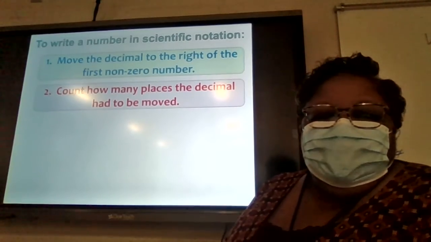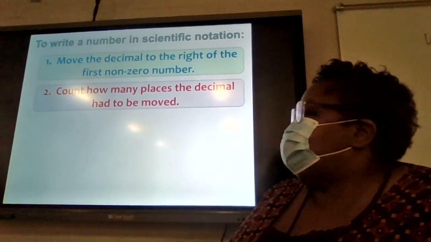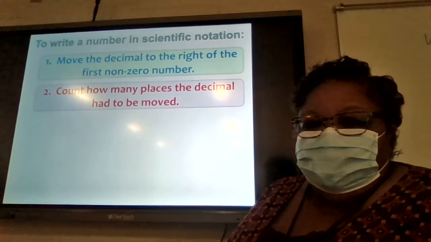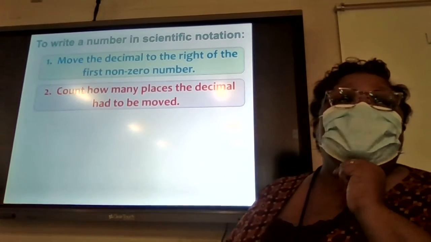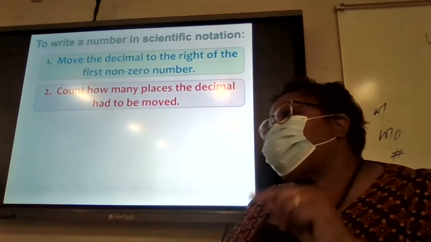Second step, count how many places the decimal had to be moved. So either way, you're going to move decimals, but whether it's positive or negative is determined by which way you move it.